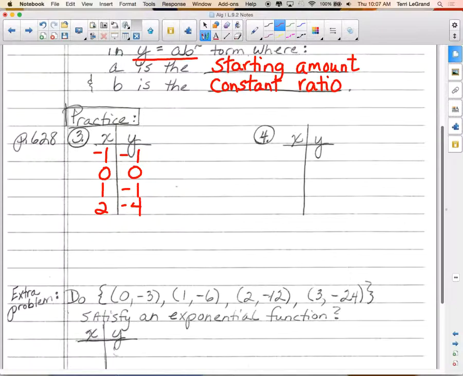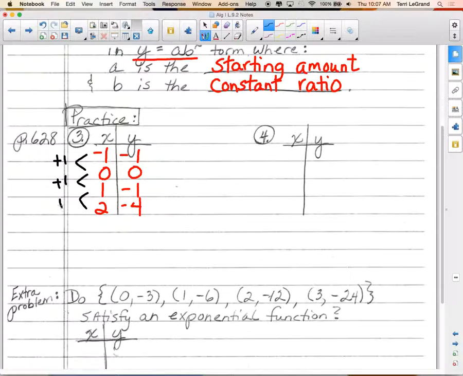We first need to determine if it is exponential or not before we even try to write an exponential equation. No sense writing an equation until we know if it's exponential or not. So we're going to start, just like we did in our geometric sequence, by asking: do we have a constant change going on in the x's? They're going up by 1.